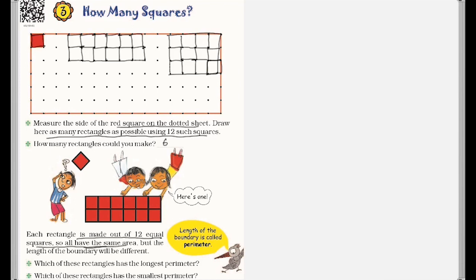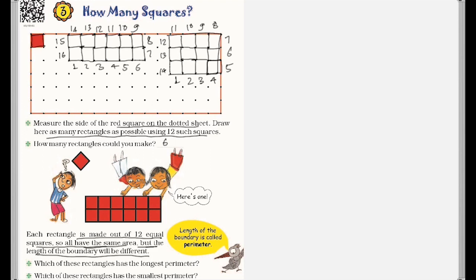all have the same area, okay, but the length of the boundary will be different. If you see this rectangle, this will be 1, 2, 3, 4, 5, 6, 7, 8, 9, 10, 11, 12, 13, 14, 15, 16. So it has a boundary which is 16 units long. But if we see this one, there will be 1, 2, 3, 4, 5, 6, 7, 8, 9, 10, 11, 12, 13, 14. So the boundary is only 14 units long.